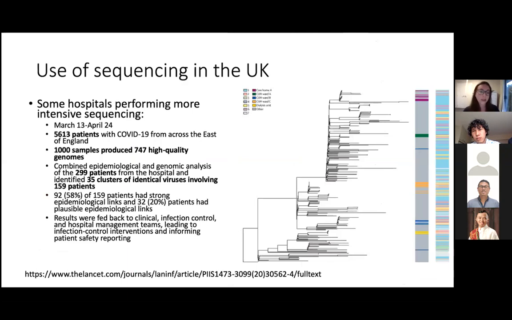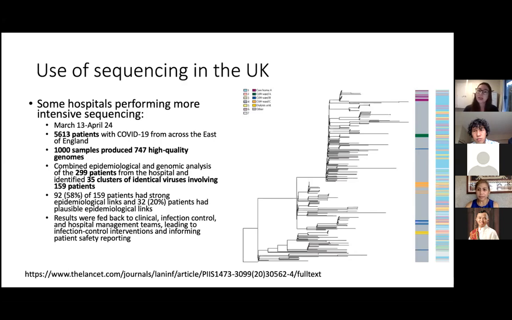Some centres in the UK are doing even more dense sequencing than the population level sampling. For example, a hospital in Cambridge did a large amount of sampling. They produced 1,000 genomes from which they got about 750 high quality ones that they could analyse. And this allowed them to look at infections in different wards of the hospital, how they were related, and what that told them about what their infection control measures were and what they should do next.